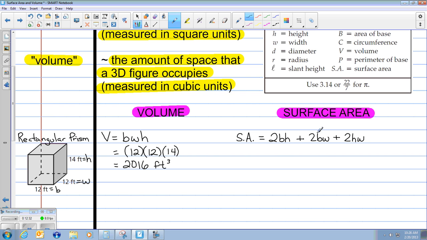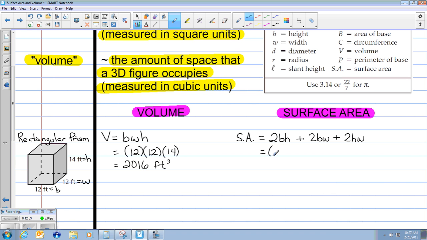Now, it wouldn't have really mattered if I had left those switched. Remember that addition is commutative, so it doesn't really matter what order I add them in. What's important is that you have the B being used twice, the H is being used twice, and the W is being used twice. That's kind of a way to double check and make sure you wrote it down correctly. Okay, now 2BH, remember, means 2 times B times H.